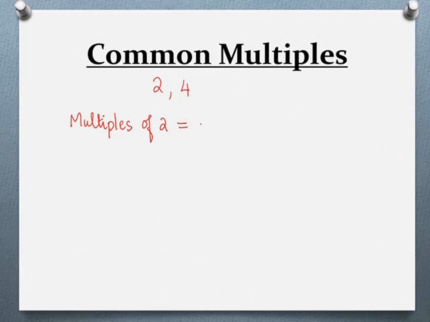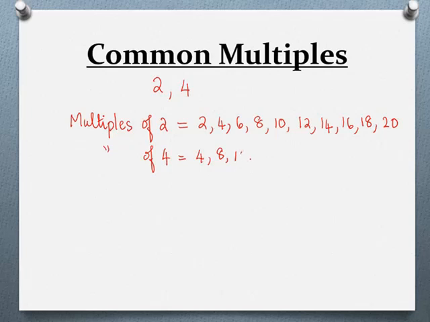So the multiples of 2 are 2, 4, 6, 8, 10, 12, 14, 16, 18 and 20. Again, the multiples of 4 are 4, 8, 12, 16, 20, 24, 28, 32, 36 and 40. We have to find the common numbers in the multiples of 2 and in the multiples of 4 listed here.